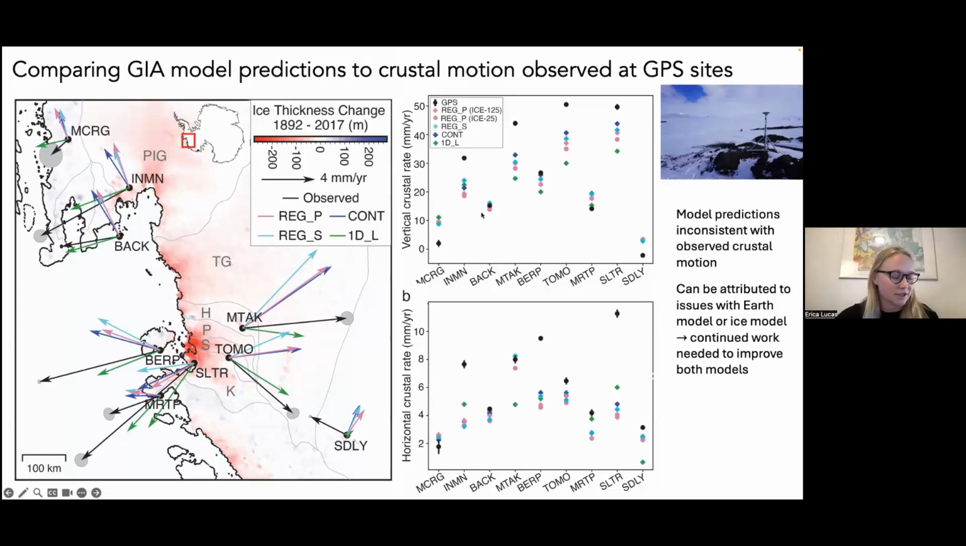Basically, no glacial isostatic adjustment models can produce the observed crustal motions. And this is likely, or can be attributed to, issues with Earth structure, so the Earth model or the ice model that we use in these glacial isostatic adjustment models. So we really need to continue to work to improve both. But it's particularly difficult to constrain ice mass changes prior to the satellite observing era, because there's not that many, we just can't do it that well at the moment.